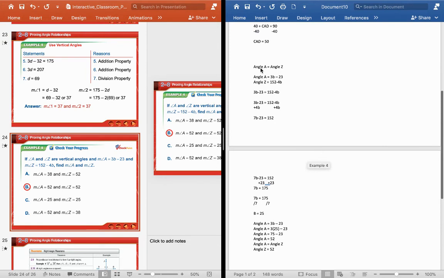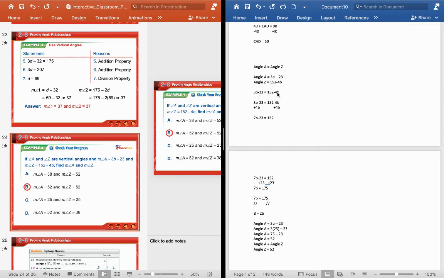Okay, so angle A equals angle Z. We know that, right? They're vertical angles. We know they equal each other. Angle A equals 3b minus 23. Angle Z equals 152 minus 4b. So now we use a little bit of substitution. We use the same problem, angle A equals angle Z, and we sub in 3b minus 23 for angle A, which is what it equals, and then we sub in 152 minus 4b for angle Z.